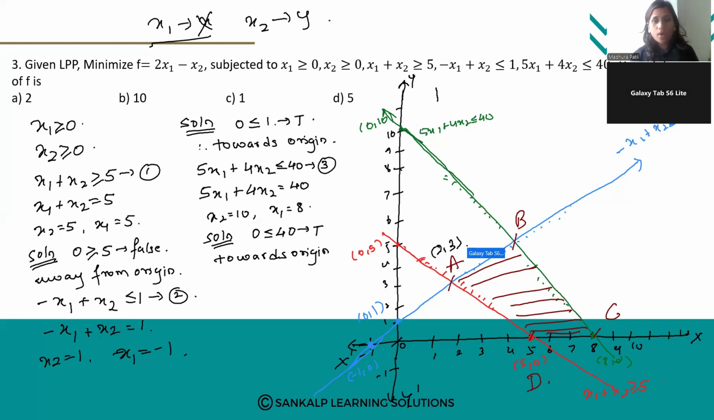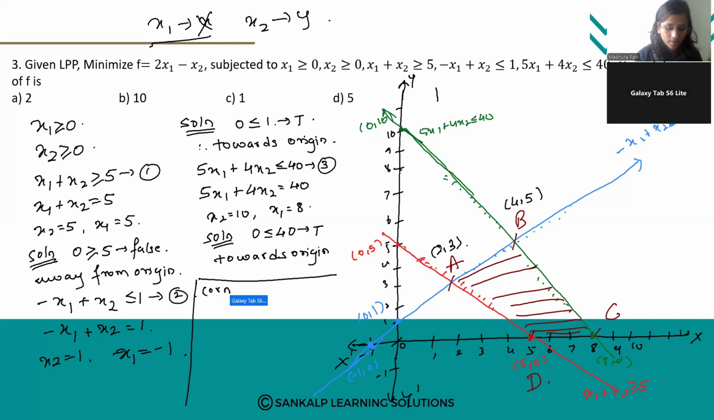Okay. Now the point B is the intersection of your blue line and green line. That is minus x1 plus x2 equals 1 and 5x1 plus 4x2 equals 40. Okay. So if you solve this, you are going to get the point as 4, 5. So now we have all the available corner points. Let us find the maximum or minimum value, whatever the question asks. Okay, so the corner points, and the f value, what is f value given? 2x1 minus x2.